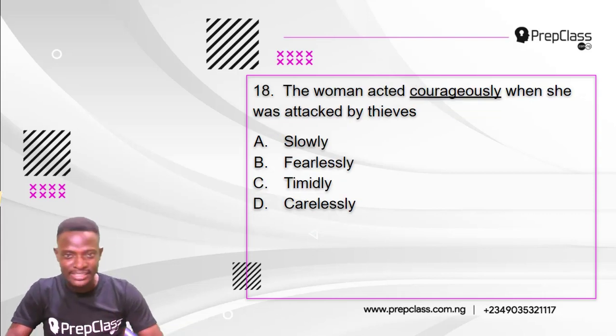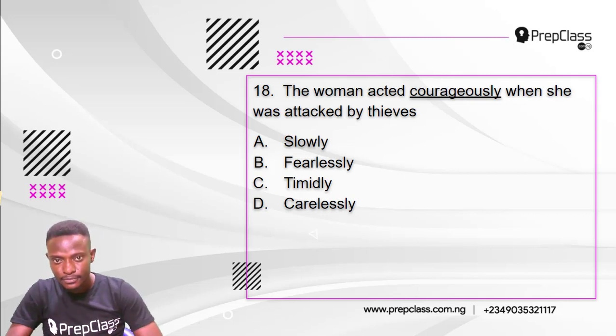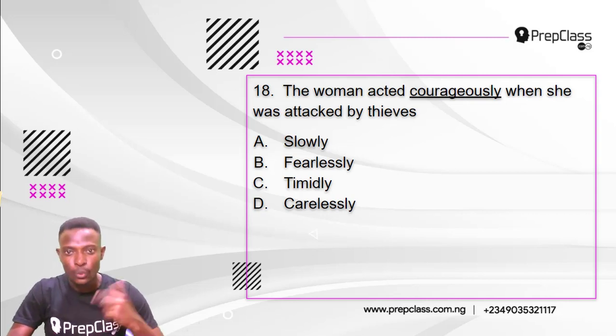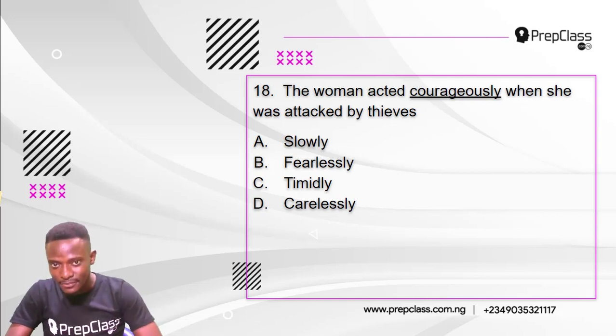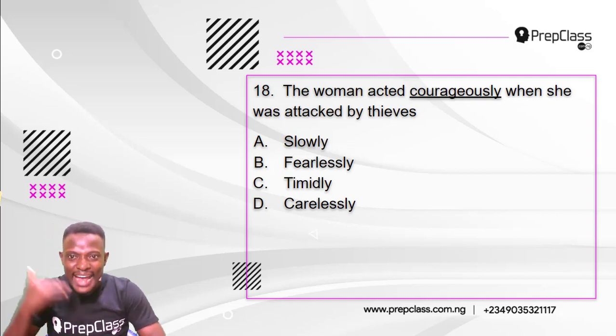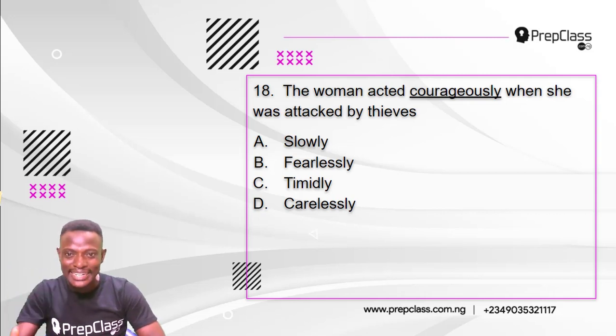Remember, we are to select the option that has the nearest meaning to the underlined word. Question 18 reads, the woman acted courageously when she was attacked by thieves.